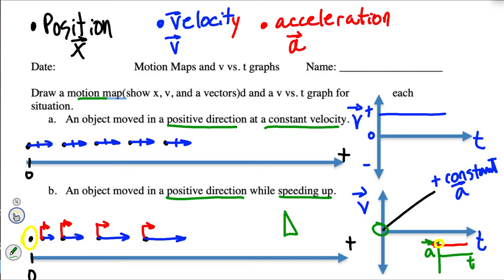Acceleration always describes how velocity is changing. At time 0, the velocity is 0, but some moment later, it's moving. For that to have happened, the velocity must be changing. So we do need to have an acceleration vector at time 0 as well. And again, these red acceleration vectors should all be the same length.